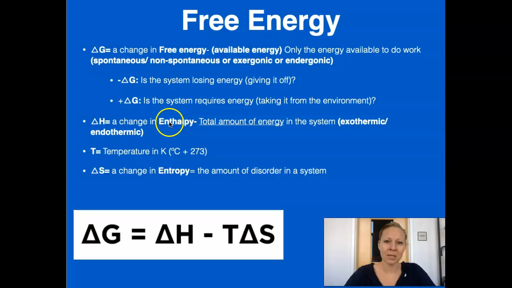Whereas if we look at the baking soda and the vinegar, it is taking energy from the system. And so therefore, it is endothermic. And so this is the energy of the system, the total energy of the system. How much energy is in that candle? How much energy is in that bag of baking soda and vinegar? The T is temperature in Kelvin, and delta S is a change in entropy. Is the system increasing in disorder or is it decreasing in disorder?